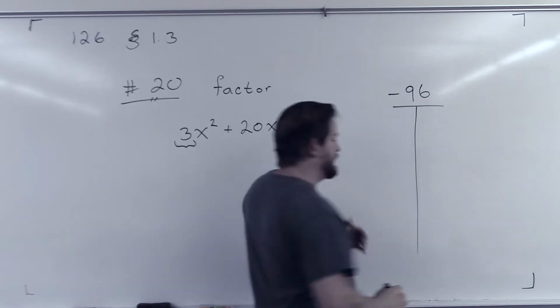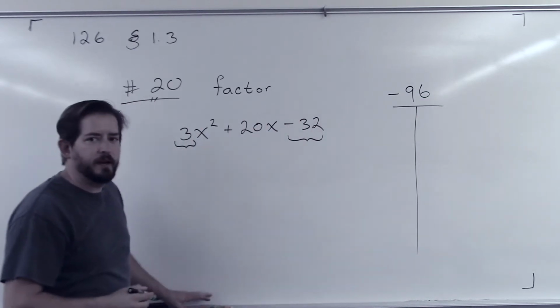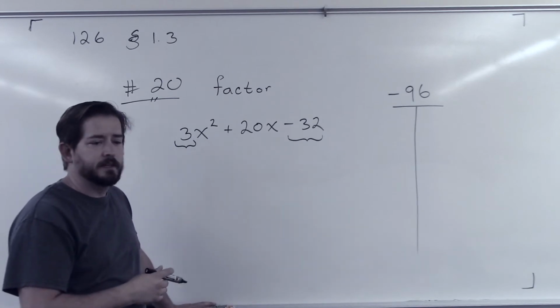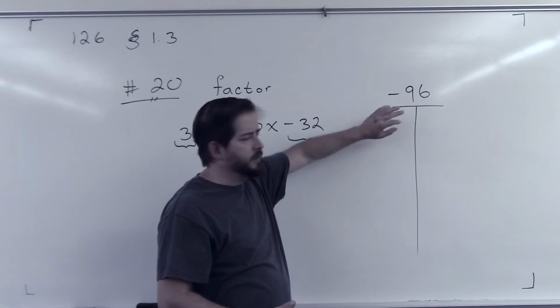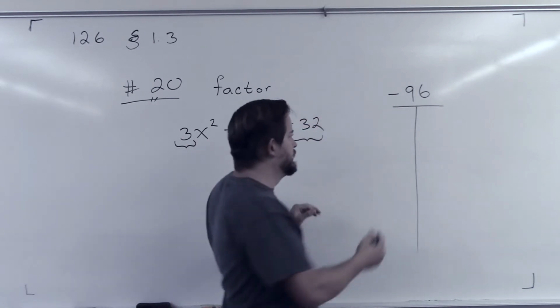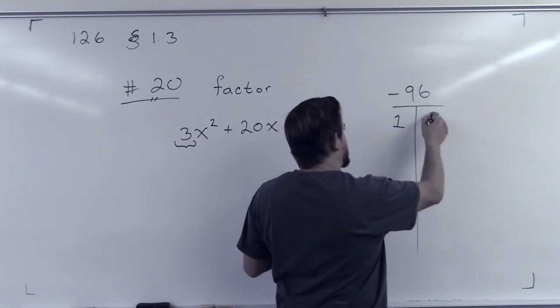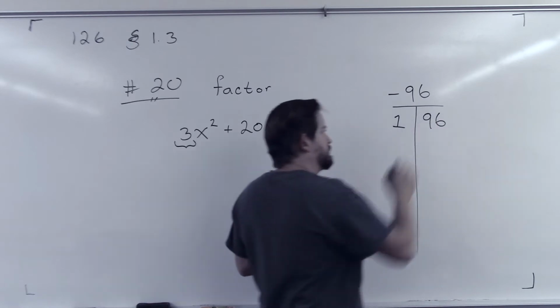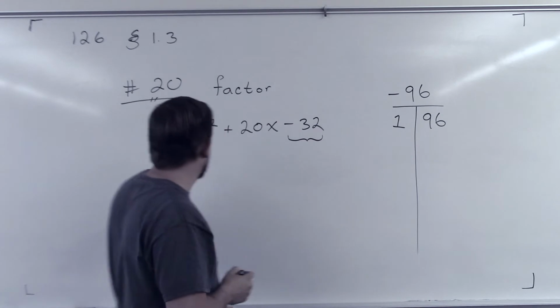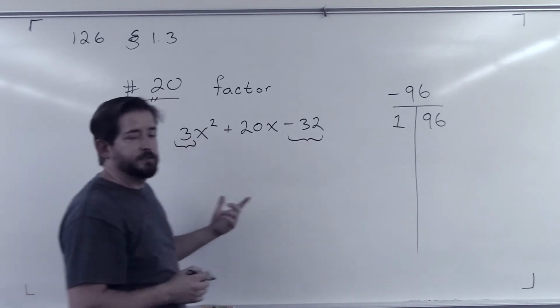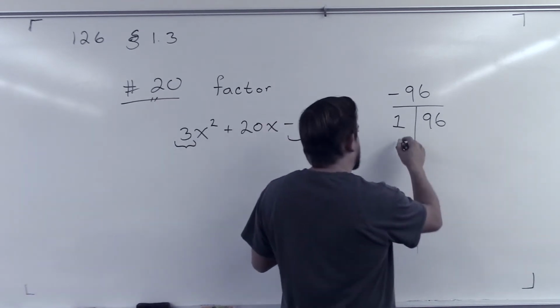I'm going to take that negative 96 and find all the factor pairs that make 96. That is to say, what is 96 divided by 1? I'm going to ignore the negative for a minute, but 96 divided by 1 is 96, and if it goes evenly, those are factor pairs. 1 times 96 equals 96. 96 is divisible by 2. You get 48 out of that.